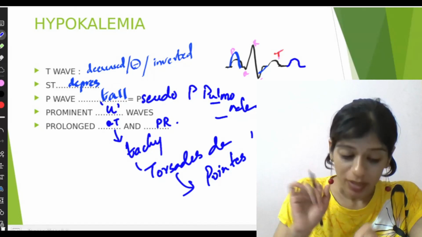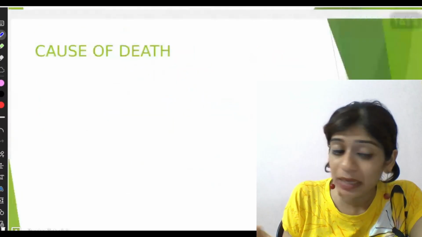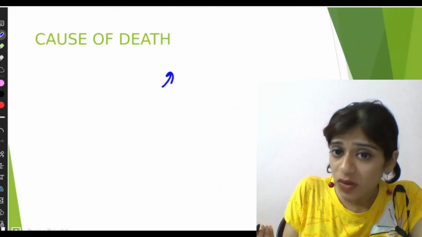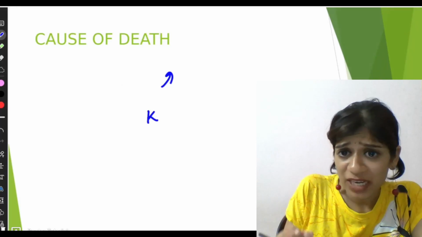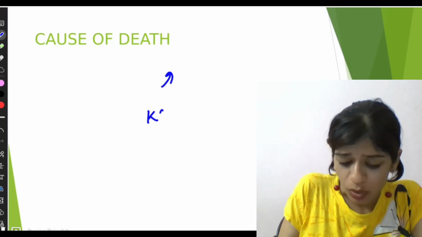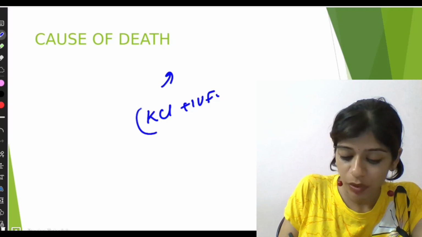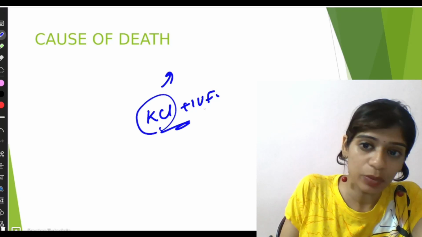Now tell me, the last slide, what is the cause of death in hypokalemia, guys? It is diaphragmatic paralysis, that can lead to death. What is the treatment? Definitely, if potassium is low, you will give potassium chloride along with intravenous fluid. You will dilute the potassium chloride with intravenous fluid and give it to the patient.